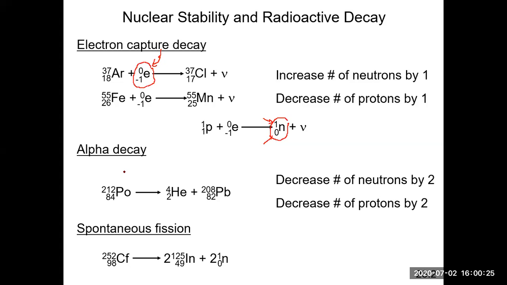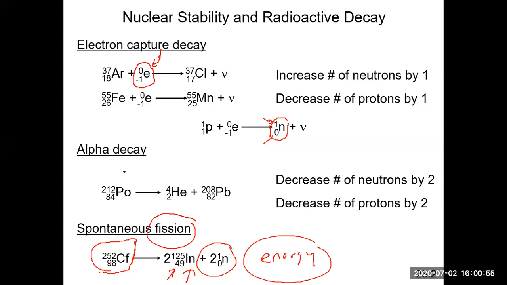The biggest change that occurs is in alpha decay. And in an alpha decay, again, the atomic number changes by 2, and the mass number changes by 4. This is fission, and fission is the process where an unstable nucleus, for example, breaks apart into 2 new nuclei and forms some neutrons. A lot of times that would also involve some energy.